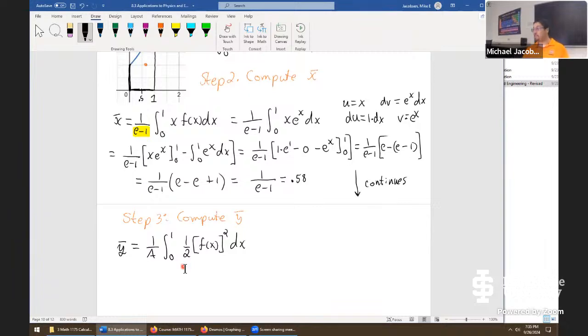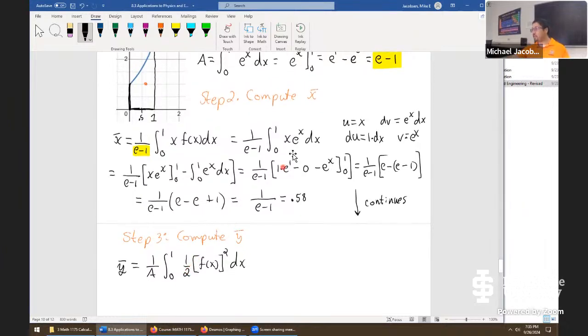We just need to plug in the information. So the reciprocal of the area was 1 over e minus 1. That goes into that location. The function, like before, is f of x, which is e to the x. So that's going to go inside there, raised to power 2. So here it goes, 1 over e minus 1. That's our first substitution.